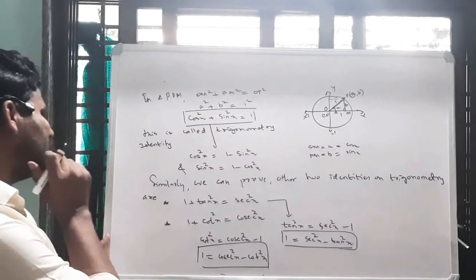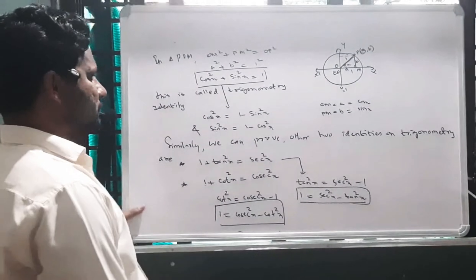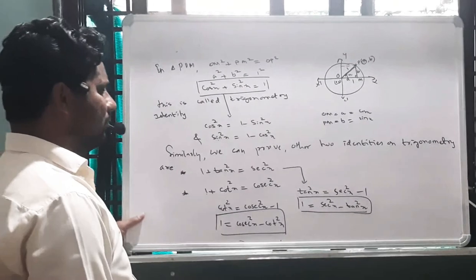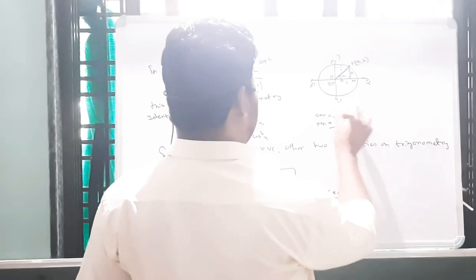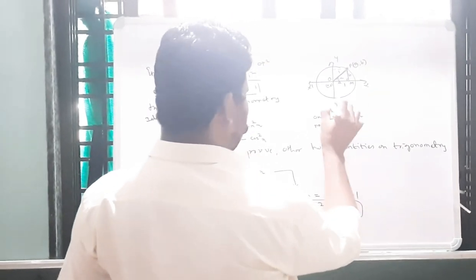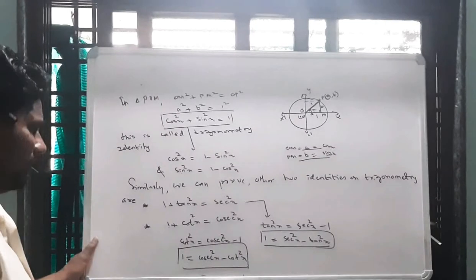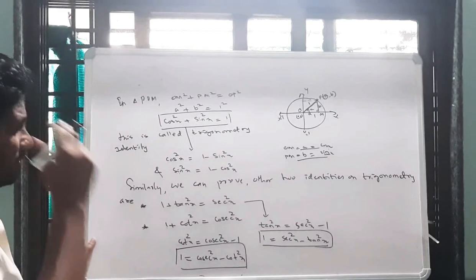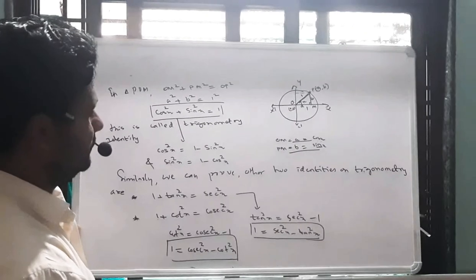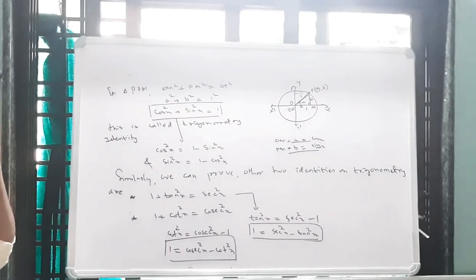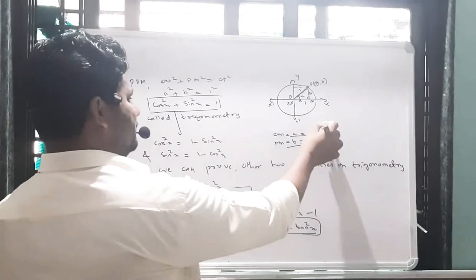These are our three trigonometric identities. In the next class we have to define the other four trigonometric functions. Now in the unit circle, sin x and cos x work: cos x is the x coordinate A, sin x is the y coordinate B. The remaining four trigonometric functions, tan x, cot x, sec x and cosec x, we can define in terms of sin and cos. That will be seen in the next class.